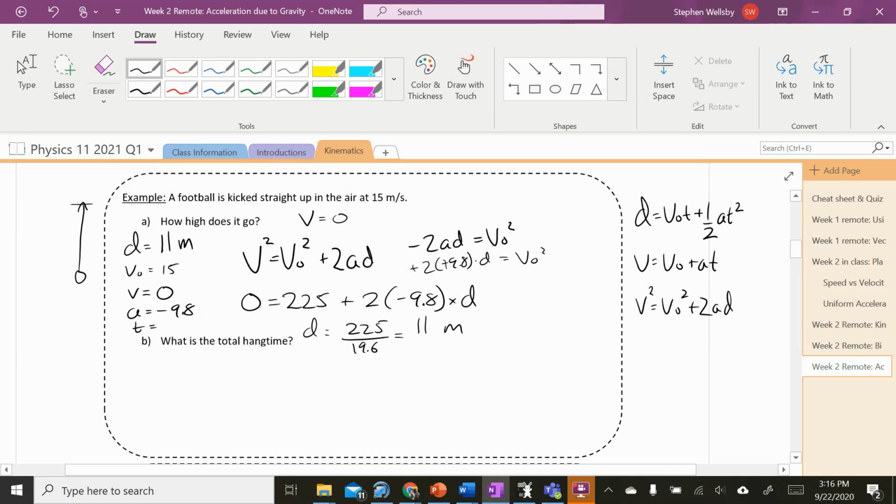So what is the total hang time? Now, what this refers to is the total time that the object was in the air. Now, for the time that it was in the air, we have 2 ways of solving this. Option number 1 is you solve the halfway point, so when it reaches the peak, and then you multiply by 2.